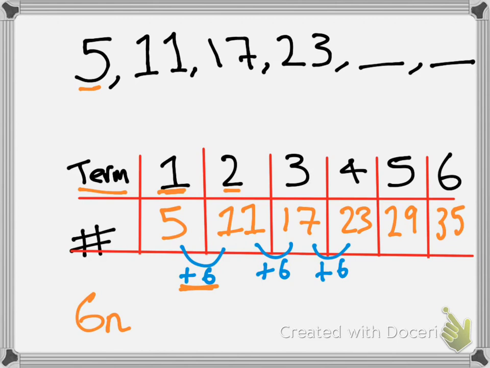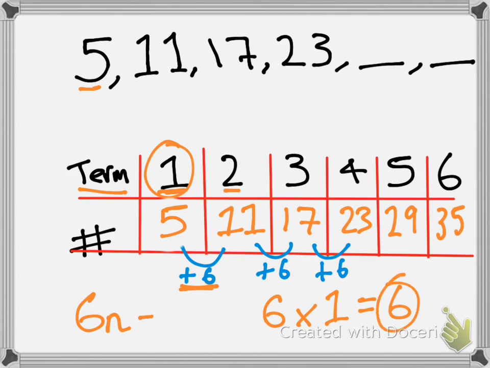Now, once you've done that, we might need to make an adjustment. So let's go on to term 1. If I do 6 multiplied by 1, I'm going to pretend that I don't know what the first term is. We know it's 5, but I'm going to pretend that we don't. So 6 multiplied by 1 would give me 6. But I know that the term is 5. So how do I turn 6 into 5? I take away 1, don't I? So 6 multiplied by the term, and then take away 1, would give me 5. And that's what we want.